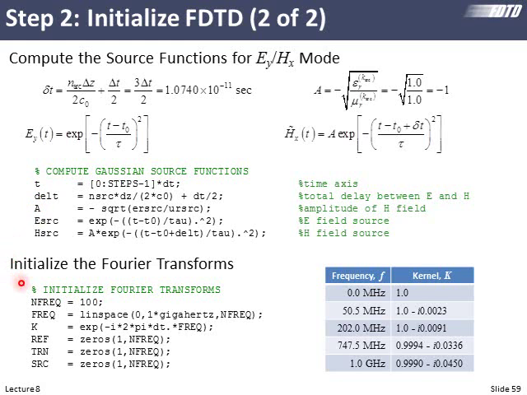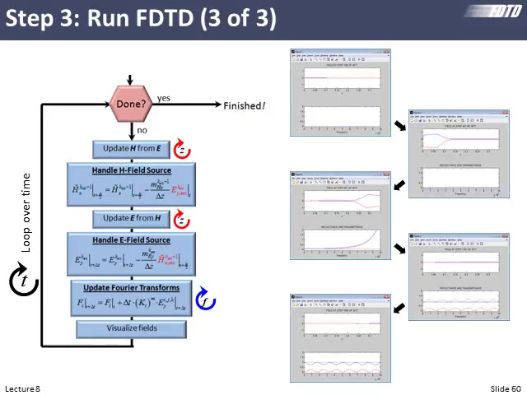Then we also initialize our Fourier transforms. Here we want 100 frequency points going from 0 to 1 gigahertz. So this is our frequency axis, if you will. Then we calculate our array of kernels, one for each frequency that we're interested in. Then we initialize the reflection Fourier transform, the transmission Fourier transform, and the source Fourier transform. So initialization and setting up the problem is done.